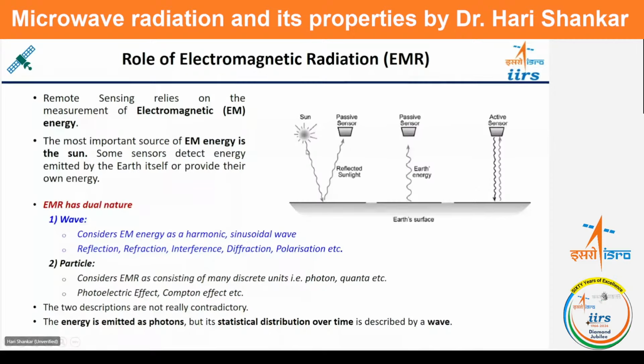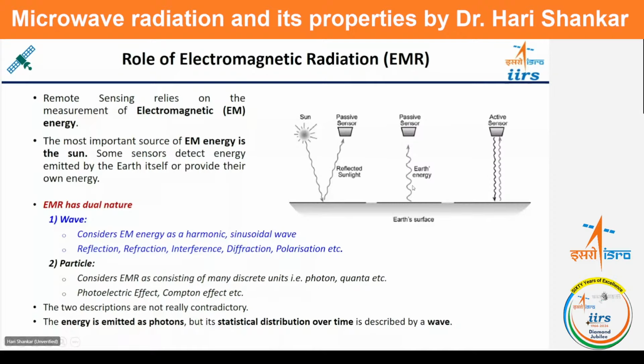When this energy comes to the earth surface, what happens? Part of it is absorbed by the earth surface also. Whatever energy is absorbed by the earth surface, according to Kirchhoff's law, is emitted later on. That emission is shown in this particular diagram.